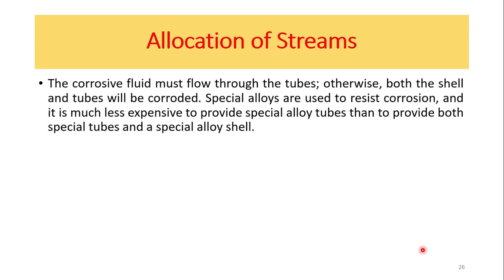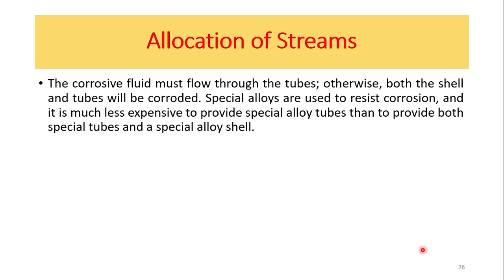The corrosive fluid must flow through the tubes, otherwise both shell and tubes will be corroded. So if the fluid is corrosive, it means that it will cause corrosion. So if we place the corrosive fluid in the shell side, what will happen? The shell side will become corroded, right? And the outer diameter of the tubes will also be corroded. So shell and tubes both will be affected.